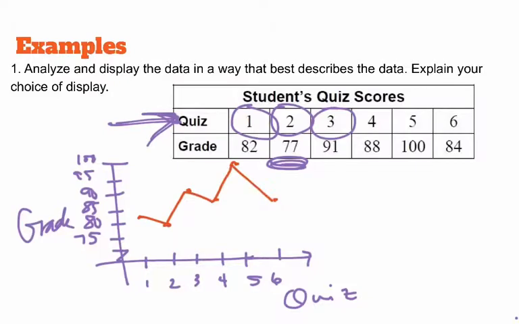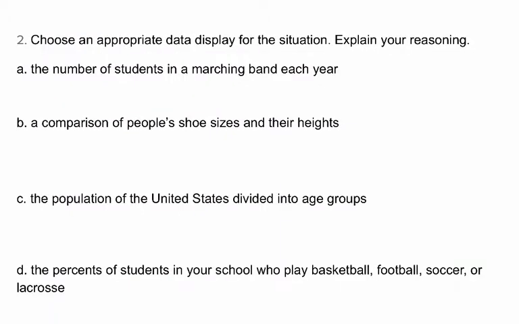Now, by connecting these, it allows me to see that overall it looked like they were going up, maybe until this last one over here. But we can see the difference between the quizzes. It also allows us to see really quickly, oh, the second quiz was their lowest score, and quiz 5 was their highest. I'm able to interpret it a lot quicker by putting it into a display, rather than just reading all of those numbers on a table.